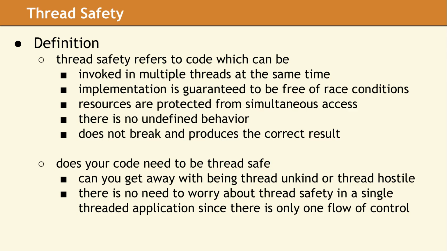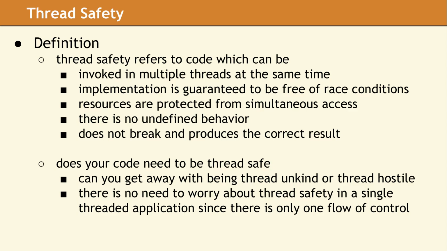Avoiding a crash, undefined behavior, or a deadlock is not enough. The code must actually produce the correct result, which is a requirement that can be easy to overlook. If you can get away with code which is thread unkind or thread hostile, by all means consider doing so. If your program is single-threaded, the question of thread safety is not a huge concern. There is nothing inappropriate with writing unsafe code in respect to threading, as long as it is never invoked from more than one thread at the same time.